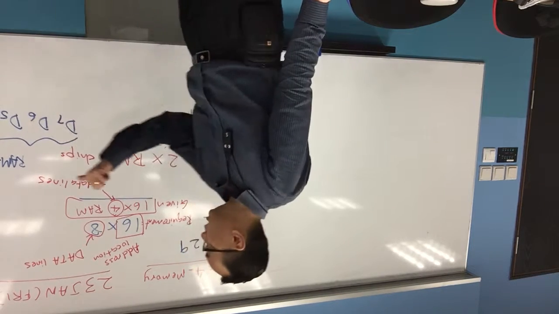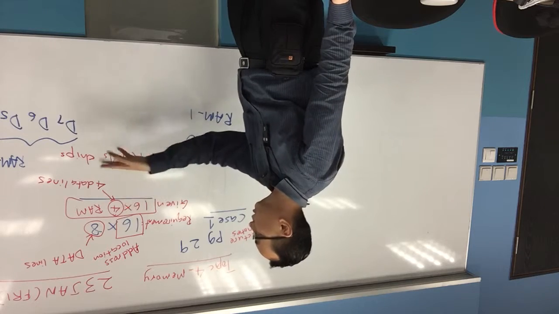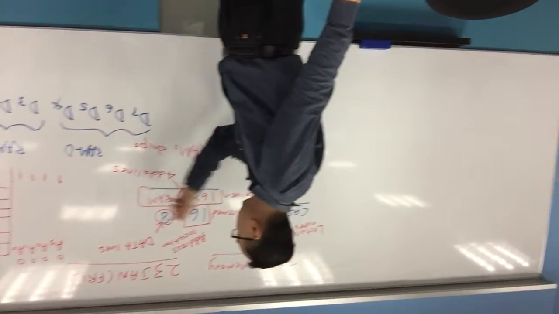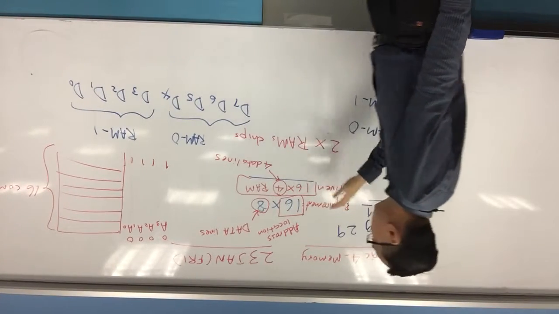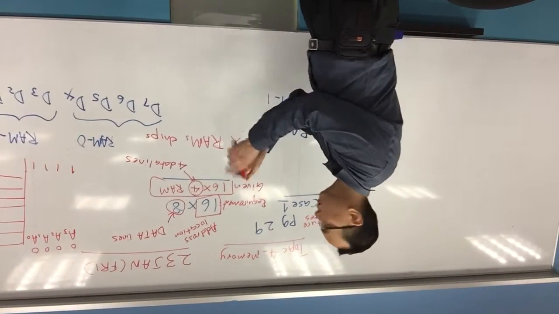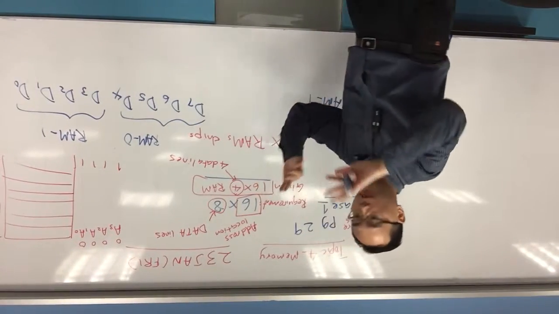Okay, so this one is the easiest case because you have nothing to do with the addressing line. Very clear cut, this one is simple. This is case 1, very simple. You just cover 2, then it works already. Straight away connect all together.